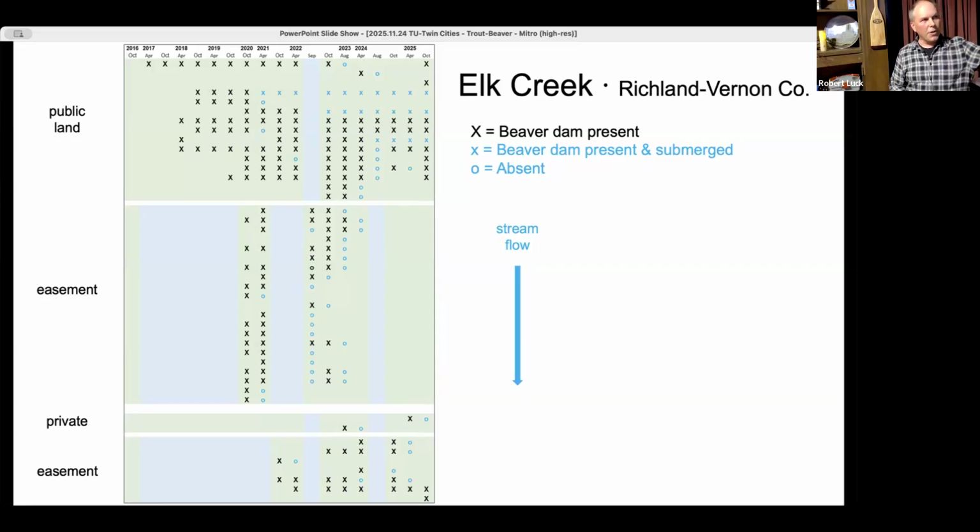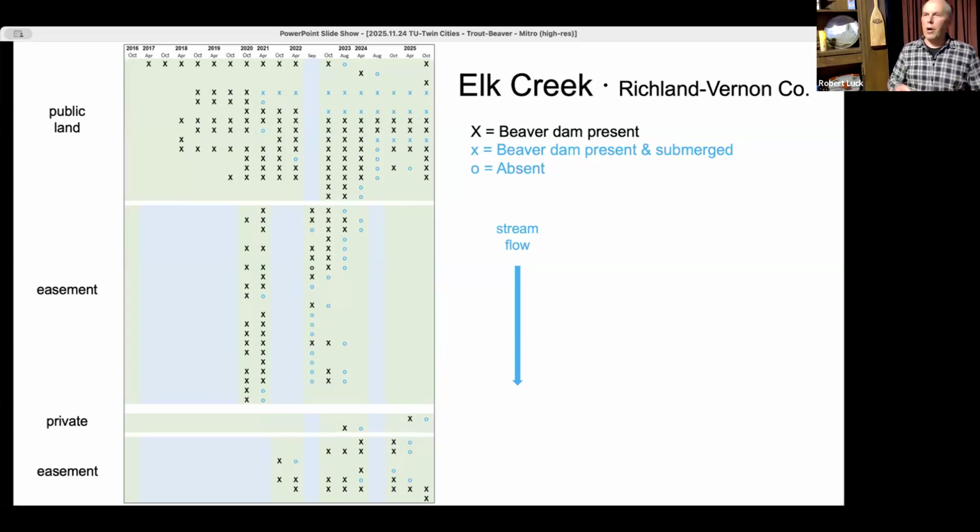Some of them get taken out by flooding. That happened on occasion in some of the dams on the public land. In the easement section in the middle, that section between my two data loggers, one of the landowners came in at some point and decided to get the beaver dams out of there, and then you don't see them there anymore. So that gives you a sense of the scale of how much beaver activity can happen on these streams.